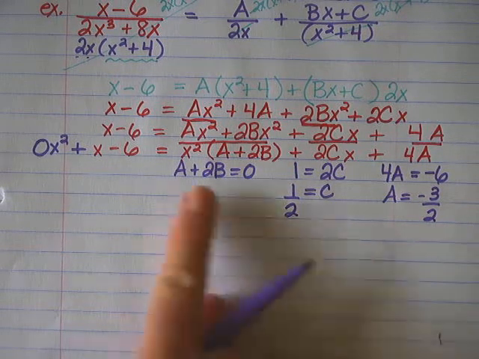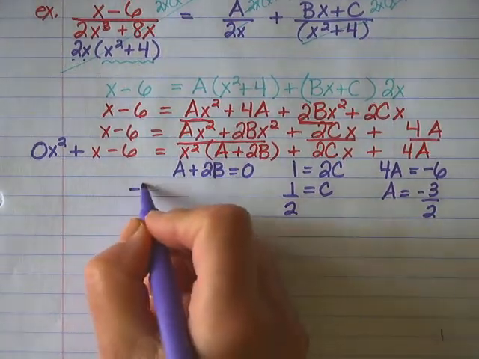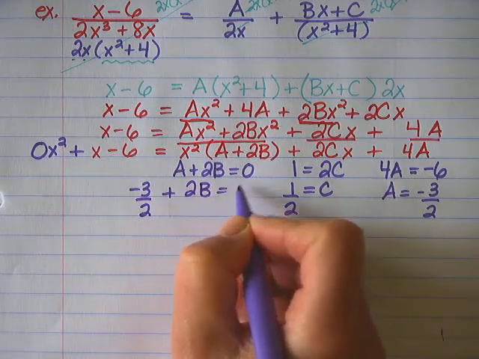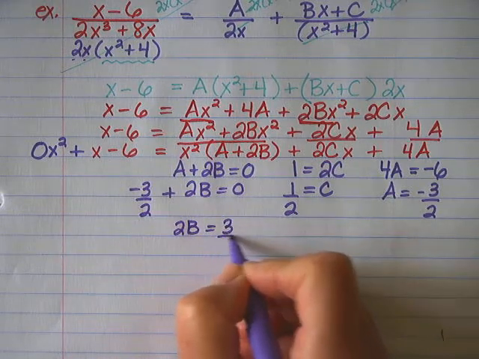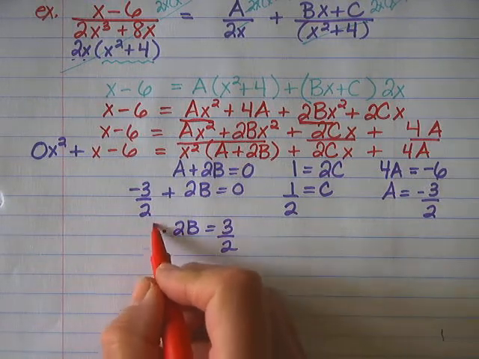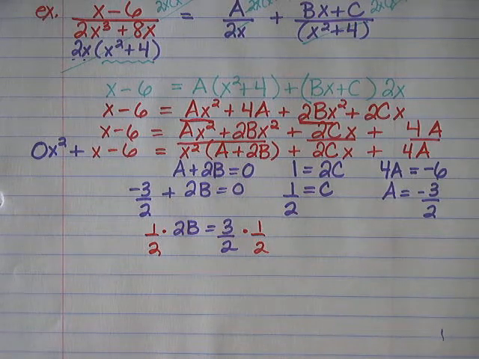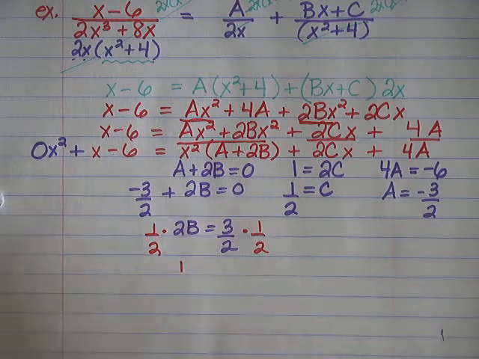And then let's go through, and now I can find b because I have its value of a. -3/2 plus 2 times b equals 0, or 2 times b equals +3/2. And if I wanted to get rid of that 2 times b, I could multiply it by 1/2, or think about it, dividing by 2 is like multiplying by the reciprocal. So b is equal to +3/4.